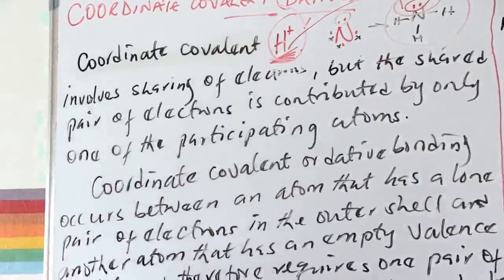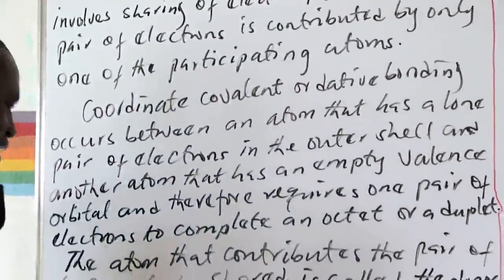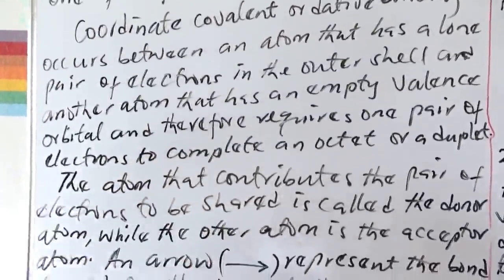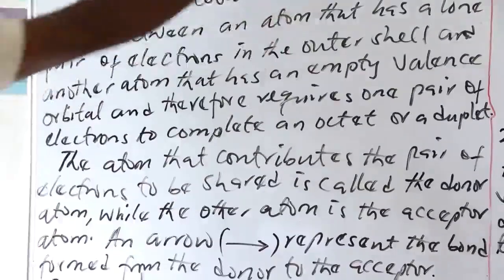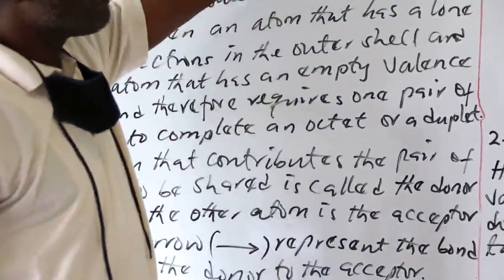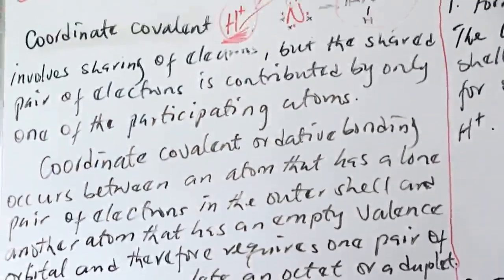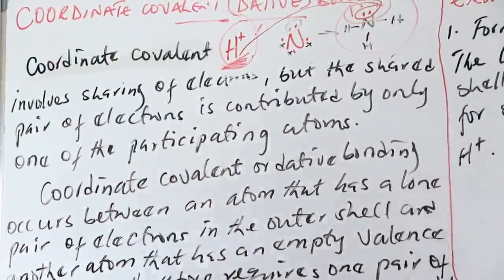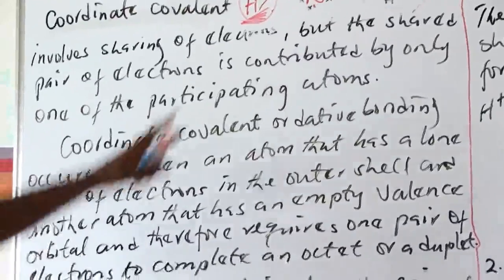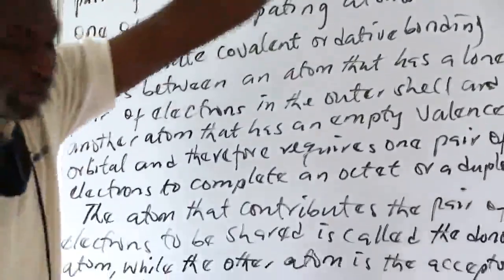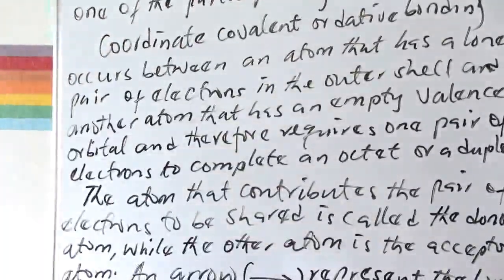Okay, the atom that contributes the pair of electrons to be shared is called the donor atom. In this case, the ammonia that has a lone pair of electrons is what we call a donor atom, while the other atom is the acceptor atom. The hydrogen ion now becomes the acceptor atom.